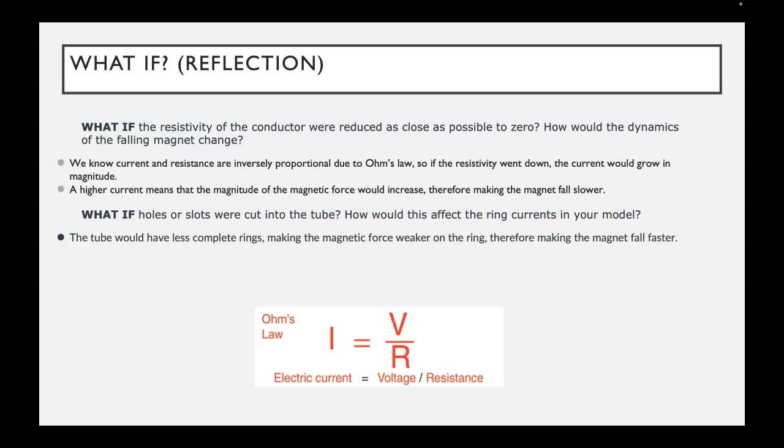For the second question, if holes or slots were cut into the tube, how would this affect the ring currents in your model? If these holes or slots were cut into the tube, it would have less complete rings and the overall figure would have airways that go through it. And this makes the magnetic force weaker on the ring, therefore making the magnet fall faster. The holes in the tube would disrupt the magnetic force, and the model would therefore be incomplete, and there would be no friction.